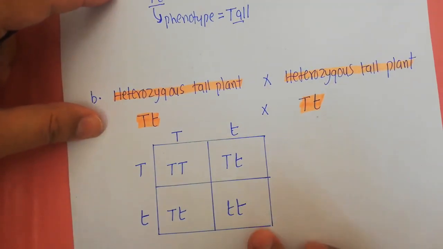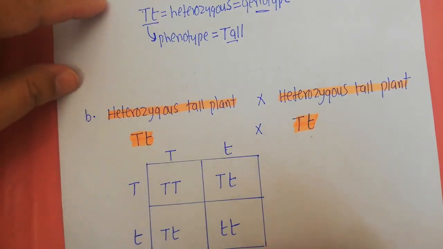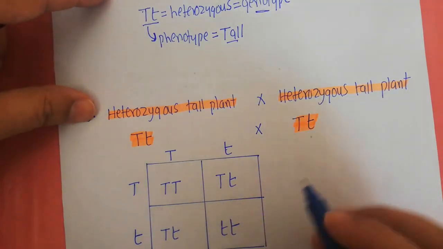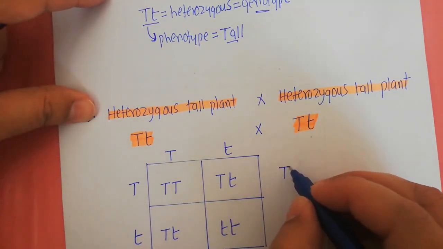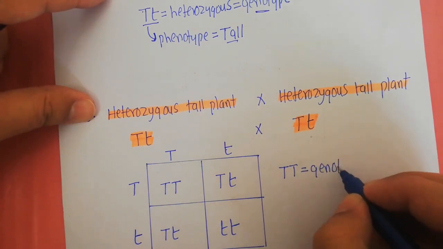Now if you look at the results of this Punnett square, as I've told you, it is predicting the genotypes of the offspring. So one of the genotypes that you are expecting is capital T and capital T, this will be the genotype.